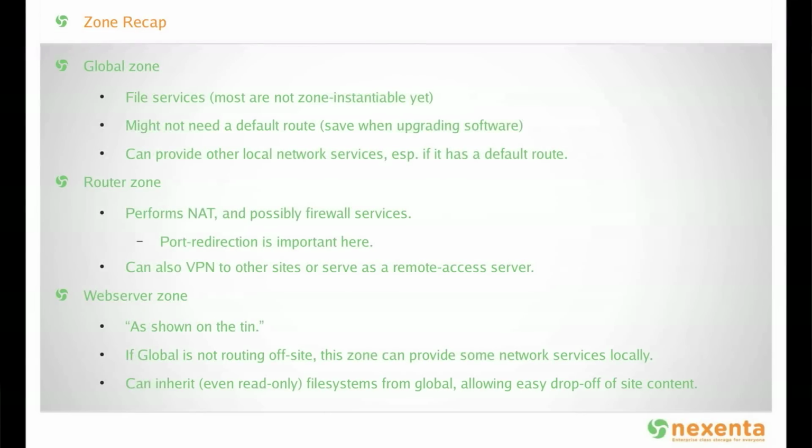The router zone, in my case, does perform NAT and possibly firewall services. Very important to have your port redirections set up here properly if you're going to run other services that face the internet. You want to make sure that your router zone does it right. You can also use it to extend your home network, or your small business network, to other physical locations using existing technology we have already in Illumos. And the web server zone is pretty much like it says on the tin. And if your global zone for some reason is not attached to the internet, the web server zone can often act as the relay for internet services into your internal network.